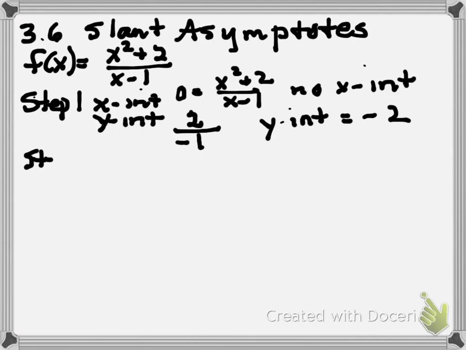Step 2, finding the vertical asymptote, we take the denominator and set it equal to 0. So we have a vertical asymptote of x equals 1.